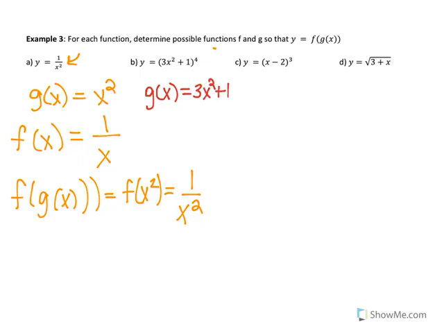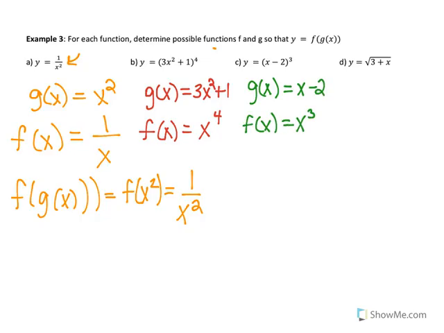Okay, the next one, we're going to say g of x is going to times it by 3, square it, and add 1. And then f of x is going to take the number and raise it to the power of 4. Next one, g of x is going to take your number and subtract the 2. f of x is going to raise your answer to the power of 3.